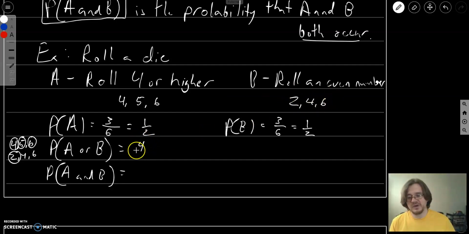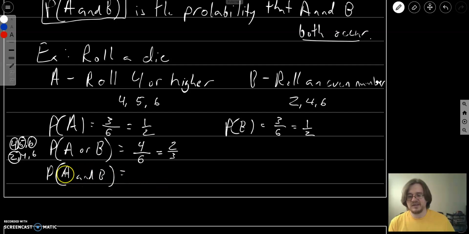So there are 4 different ways for this to happen. 1 way for only A, 1 way for only B, but 2 ways for both A and B. Again, since there are 4 ways for A or B to happen, and there are 6 possible events, simple events, that means that there's a 4 in 6 chance of getting A or B, which we can simplify to 2/3.